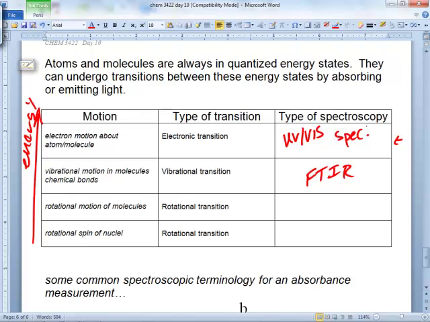The rotational motion. Now, the only way you're going to know this, I think, is if in PChem we analyze the rotational motion of hydrogen chloride or something like that. We're going to use the FTIR to do it. So the infrared region is both vibrations and rotations of complete molecules, though. The entire molecule has to be spinning. So spinning nuclei would be NMR.